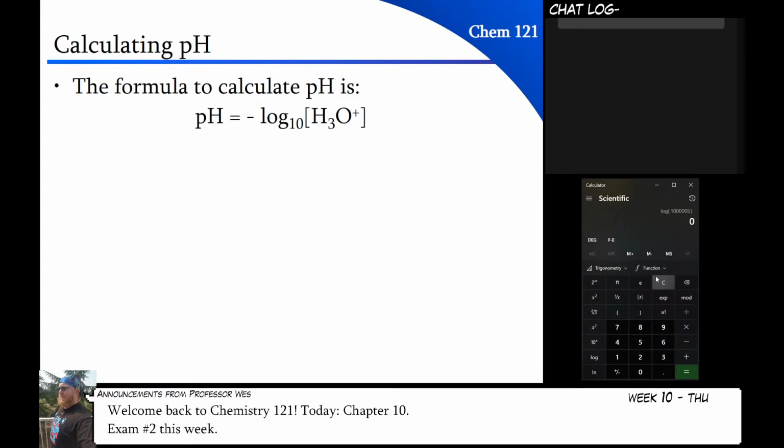So log is working with exponents. In fact, if I just did log of a... Oops, I have to hit the number first. If I did log of 1,000,000, you end up getting 6 as your answer. What if I do log of 1? Well, there are no zeros there, so I get 0 as my answer.